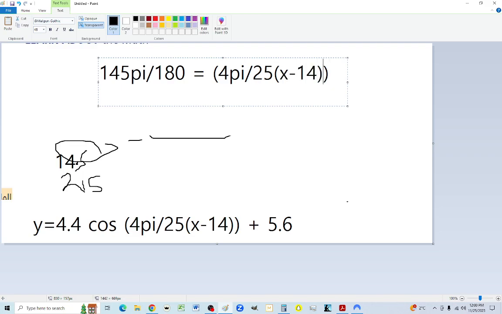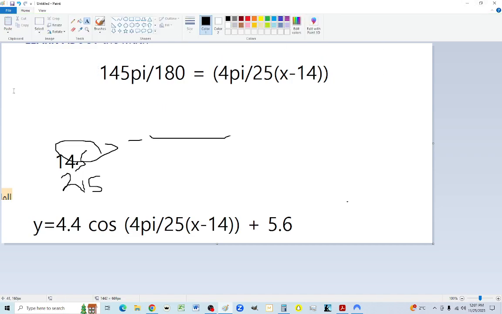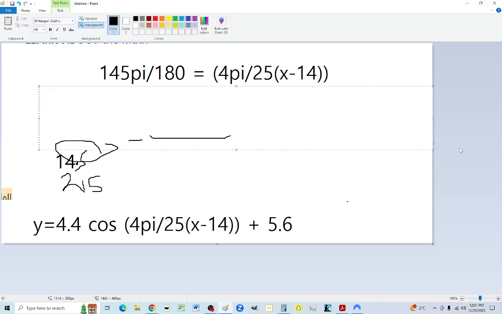Well, I can see I have a bracket in here, so I have to get rid of this first. How do you get rid of that? You multiply by the reciprocal. 25 over 4 pi, we'll get rid of it on both sides. So I'm going to multiply this left side by 25 over 4 pi, and that'll get rid of it on both sides. 25 divided by 4 pi is multiplying 145 pi over 180.